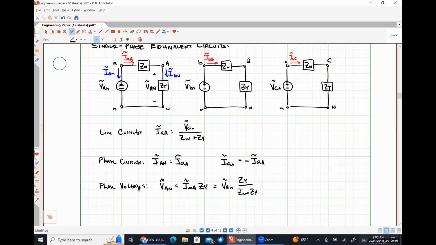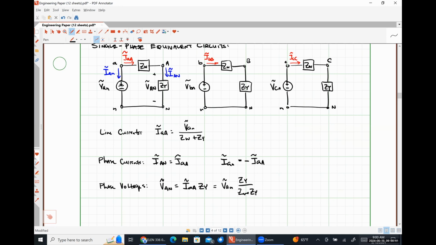Fantastic question. So this is just for a YY system. We're going to work a brief example here to show how easy this is, and also talk about how we can solve for things that don't show up here. And then what we're going to do on Friday is learn transformations so that we can make any delta connected load look like a Y connected load and any delta connected source look like a Y connected source, so that we can always use this easy circuit to do all of our analysis.